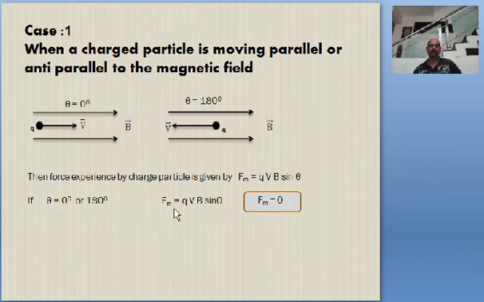Therefore, the magnetic force experienced by the charged particle moving parallel or anti-parallel to the magnetic field is 0. So Fm is equal to 0. In fact, we learnt this in the previous session.